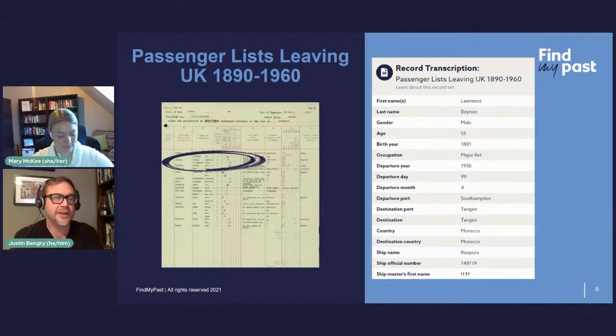And it's the passenger lists that tell me that. I would not necessarily have known that otherwise. And now I'm actually in the process of speaking with the family to build up that story, and finding out what he was doing there, what was going on.